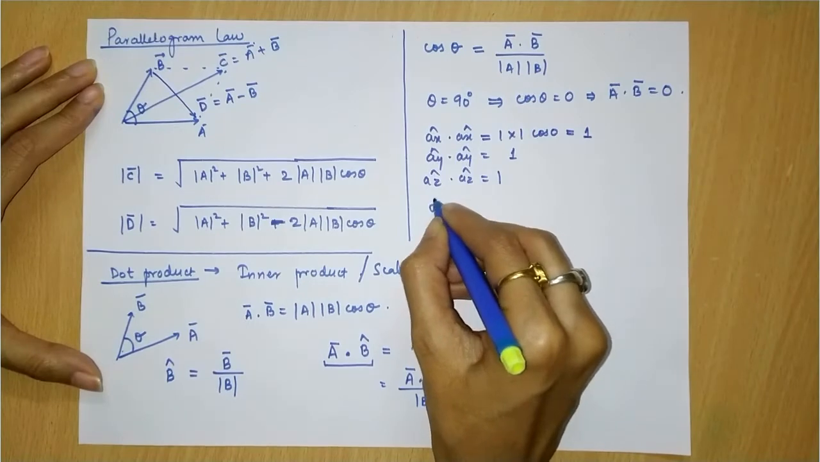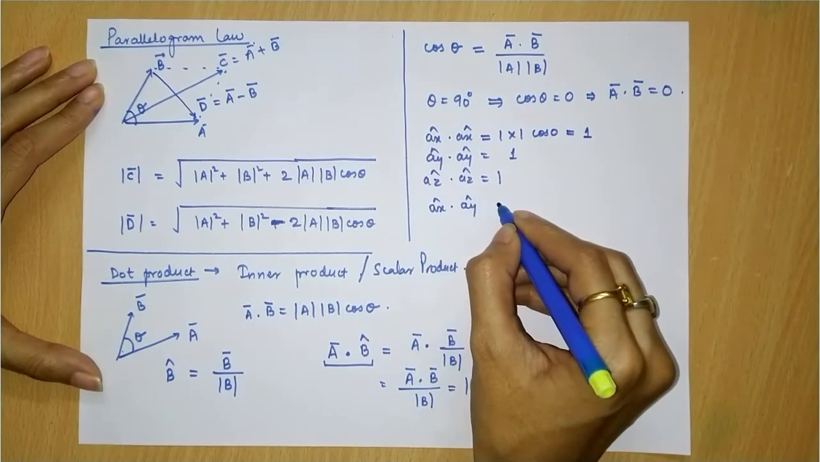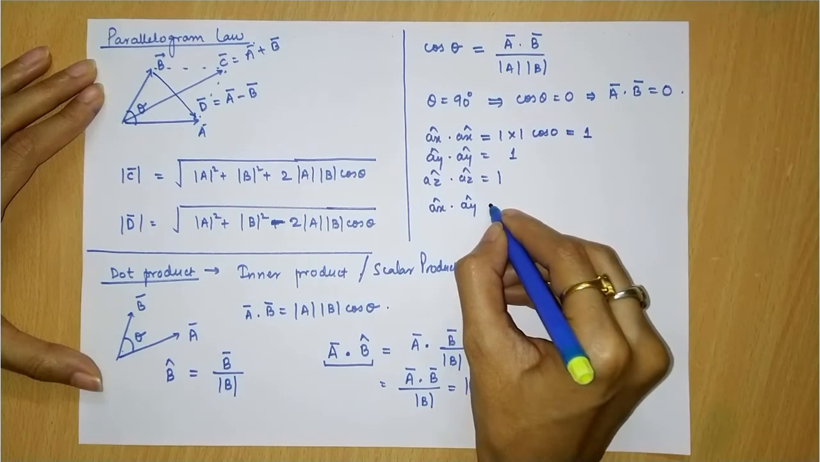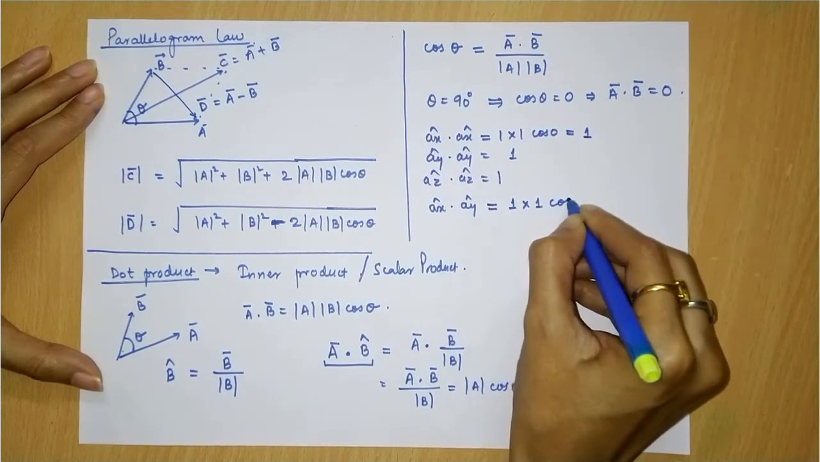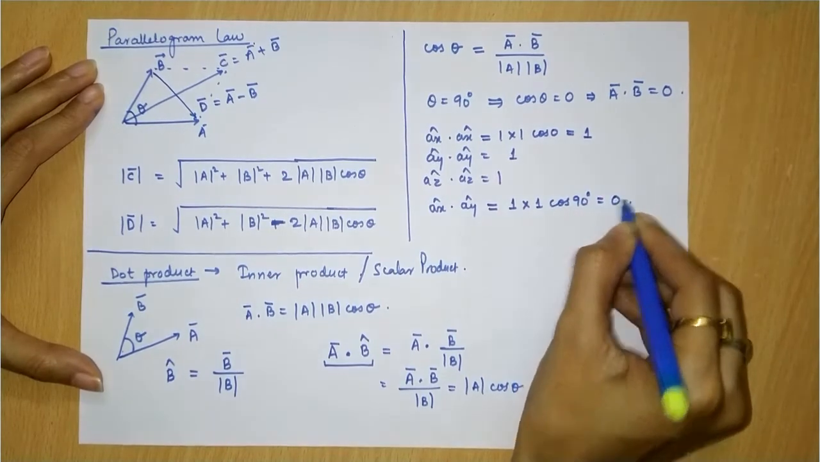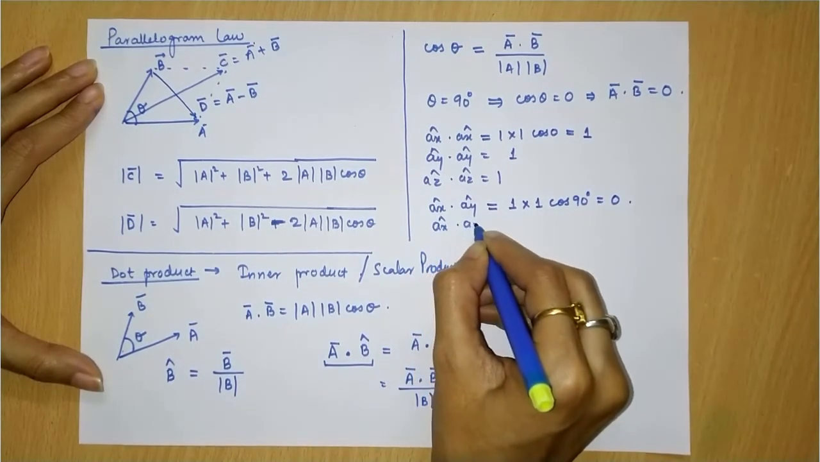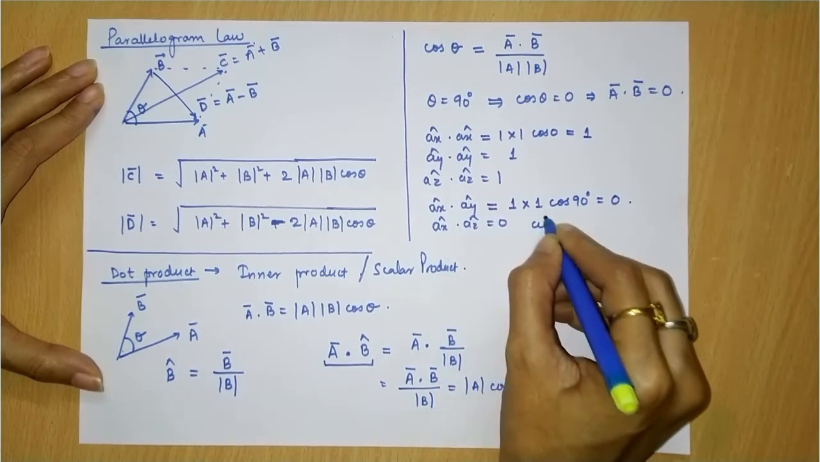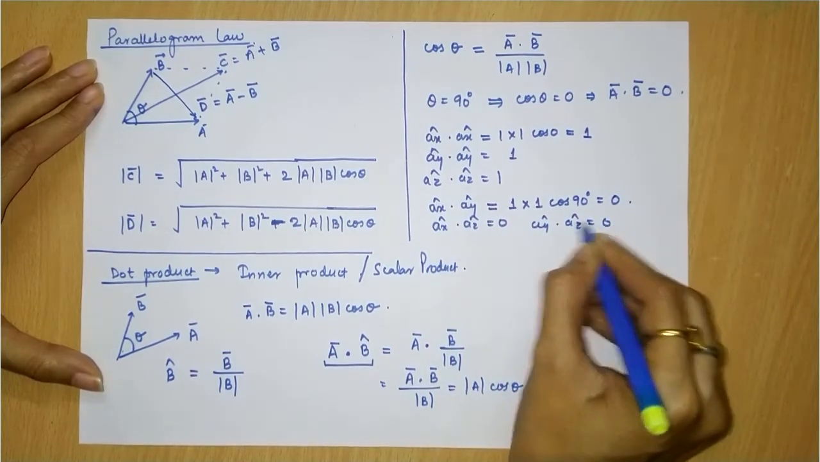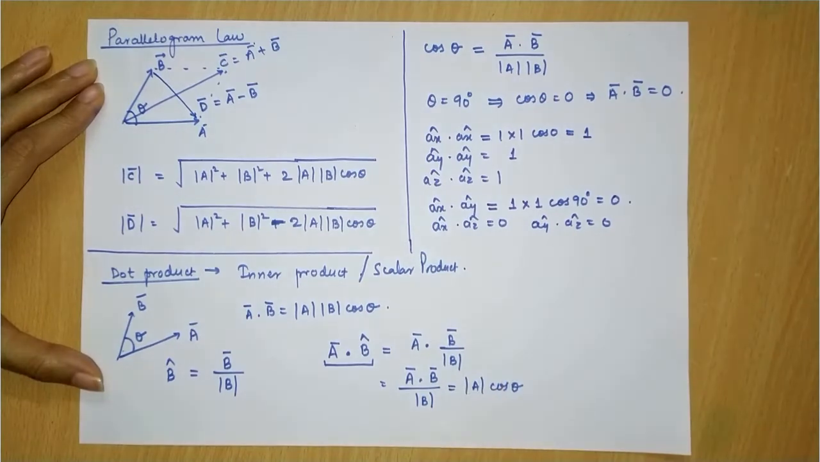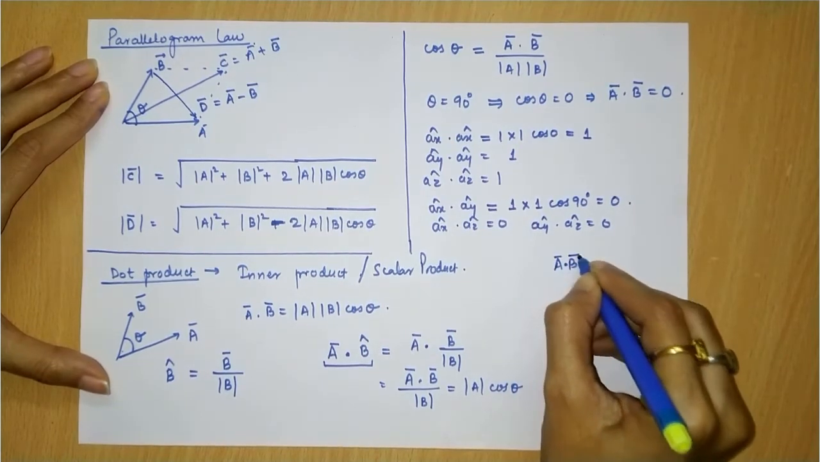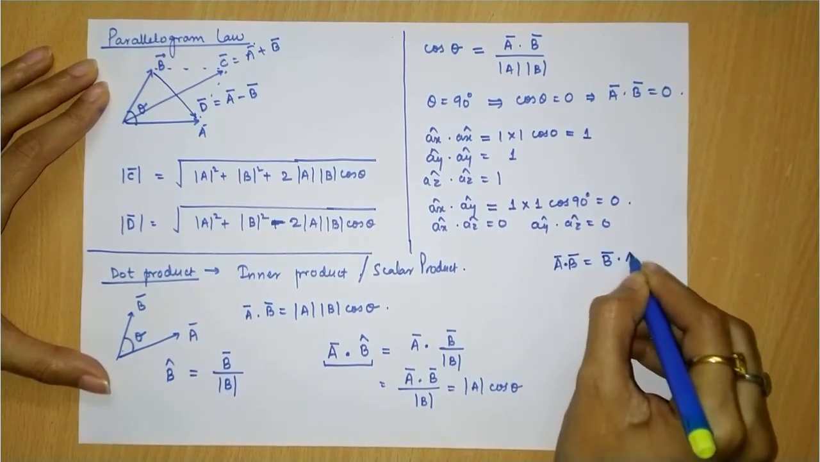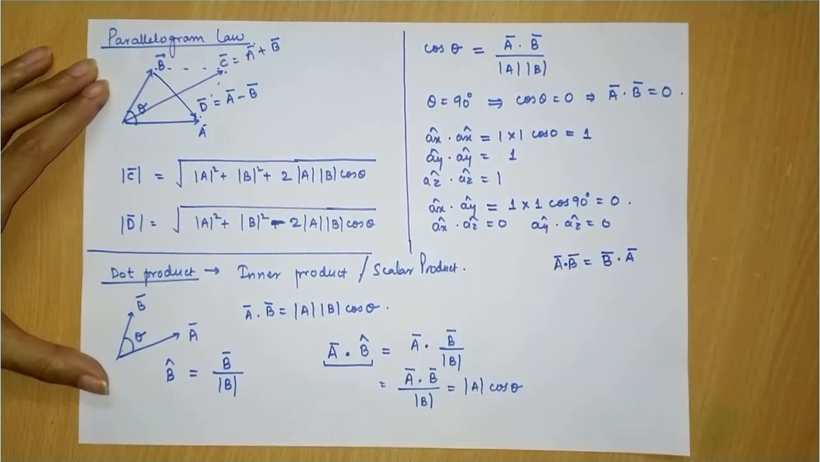And we know Ax cap dot Ay cap. Since both are in perpendicular directions, theta is 90 degree and of unit magnitude, so 1 into 1 into cos 90, that is 0. Similarly Ax cap dot Az cap is 0. Ay cap dot Az cap is equal to 0. Also the dot product is commutative. Hence we can say that A dot B is equal to B dot A, because it is a scalar quantity.